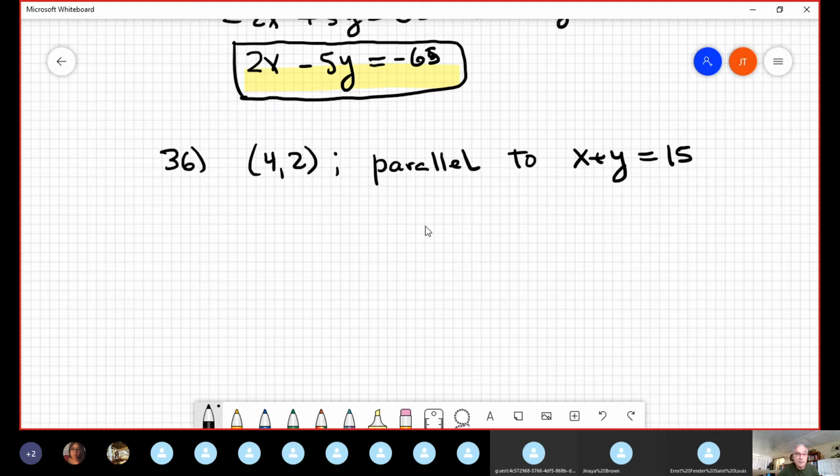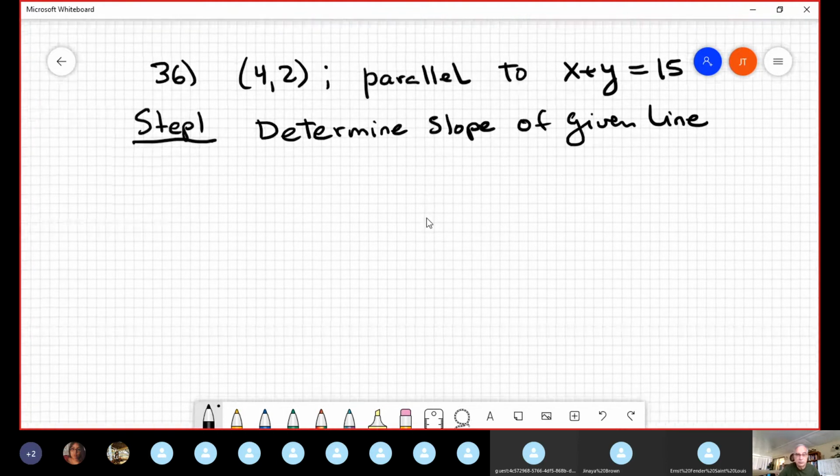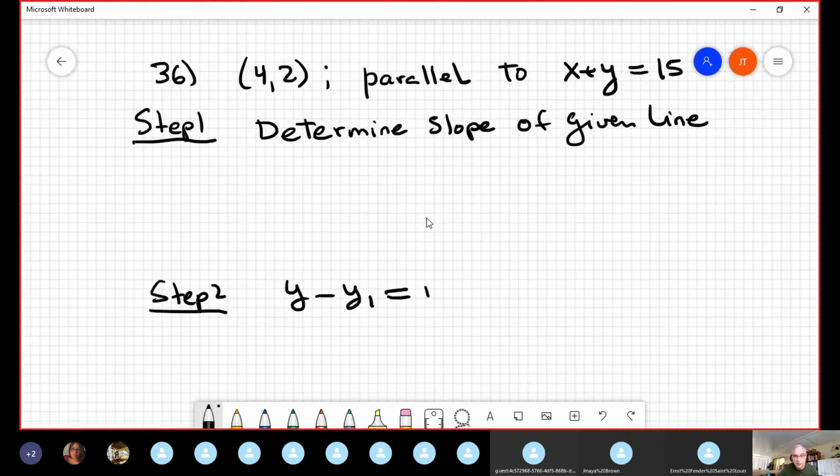Remember, two steps. Step one is determine the slope of the given line. And step two is apply the famous formula. The name of this formula, remember, is the point-slope formula. The information that you have in your hand is the point and the slope that you determine in the first step.